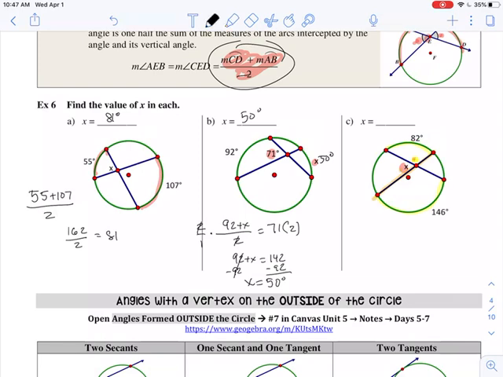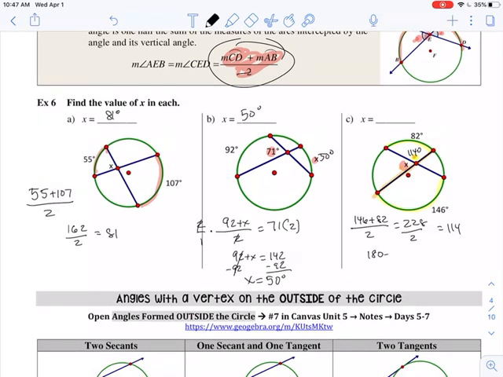So we have to do the same thing we've been doing. I'm going to add those two arcs together. So 146 plus 82 divided by 2, we'll end up with 228 divided by 2, which will give me 114. So this angle is 114 degrees, but that's not what we're looking for. So I have to use the fact that that's a supplement with the angle we're looking for and go 180 minus 114, and that is going to give us 66 degrees. So x is 66 degrees.